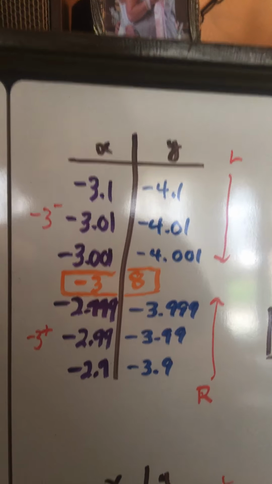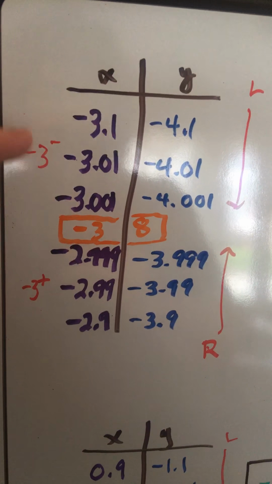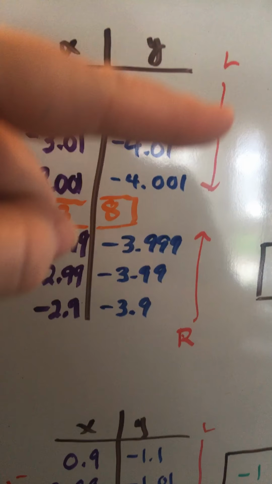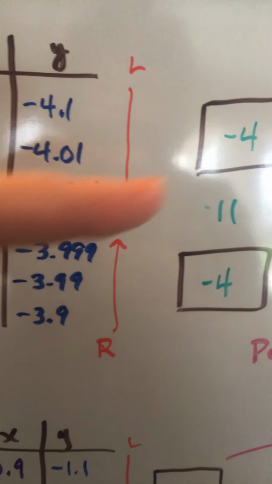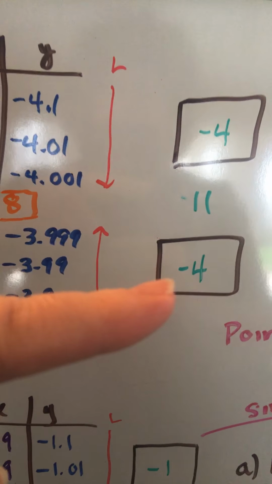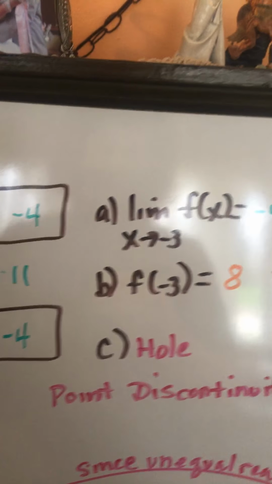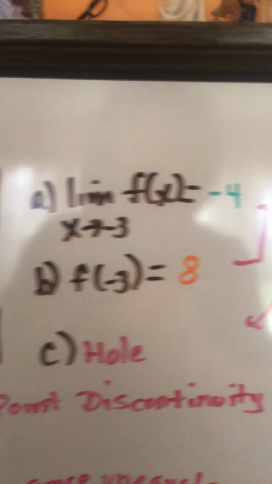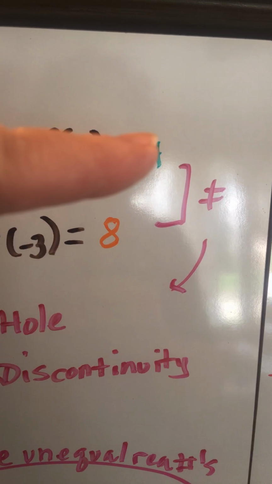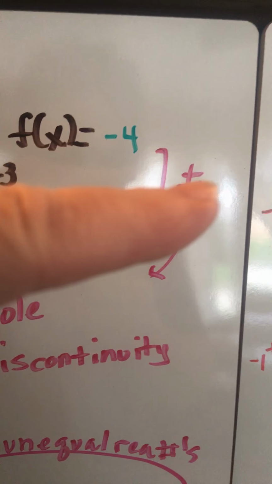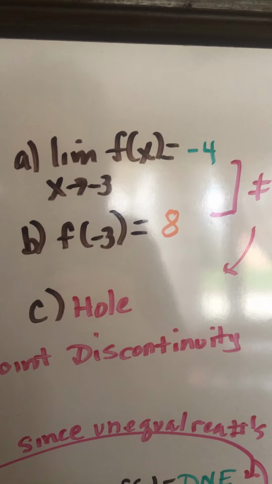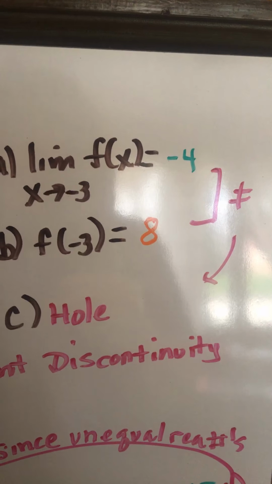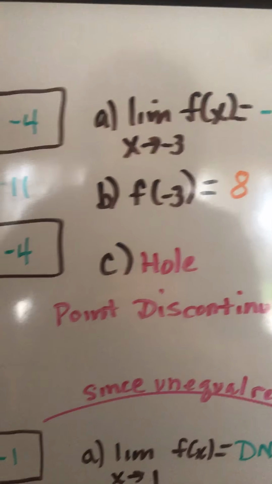So now, when I look at this table, I'm approaching -3 from below and from above, from the left, from the right. I've given you the y values. Notice itty-bitty steps, and I'm getting to -4, itty-bitty steps, and it looks like it's getting to -4. These two are equal, so my limit is -4. But note my function value is 8, and 8 does not equal -4. The function value is not the limit. They're not equal. So again, we have a hole or a point discontinuity. This is, again, something that's going to be called removable later on.